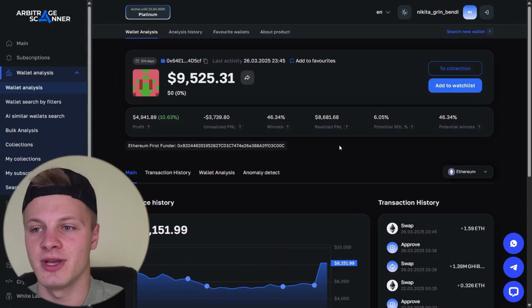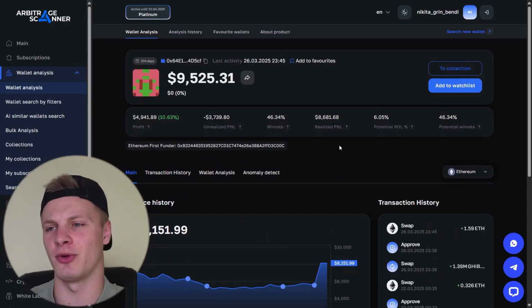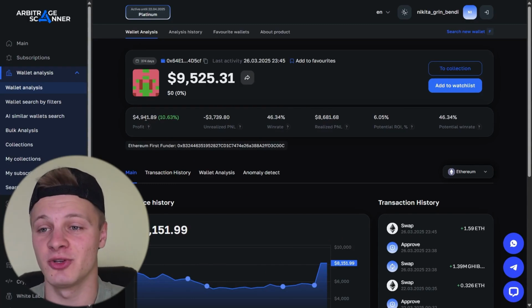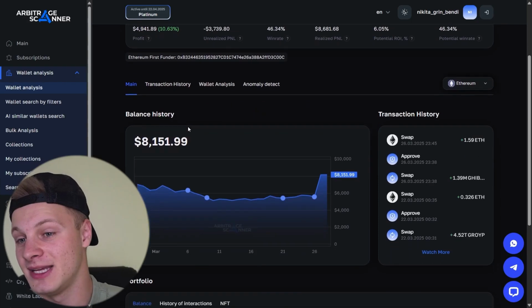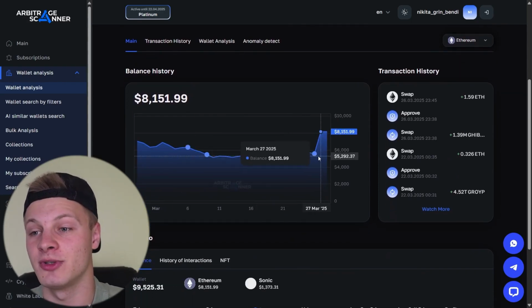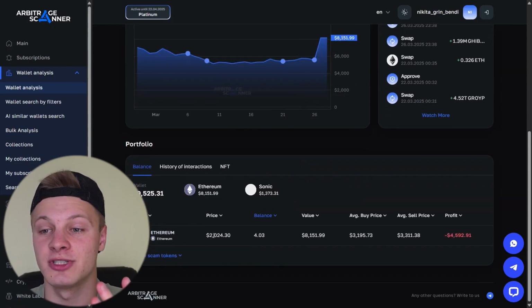Let me show you an example. I found this wallet. Of course, it's not a very top-tier wallet. Its win rate is a low 46%. But at the very least, it's making money. It's already earned about $5,000. And here you can view its balance analytics, how it changed, what actions it took, which tokens it bought and sold, and again, which tokens it is currently holding.